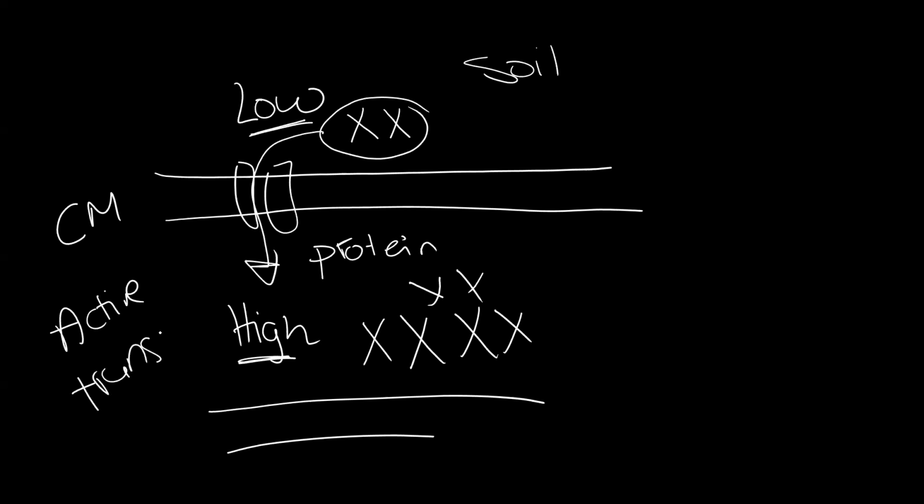And this needs special carrier proteins in the cell membrane. So the root hair cell has those proteins in the cell membrane, so they can do active transport. They can absorb mineral ions even if they are in very little amounts in the soil. Clear?